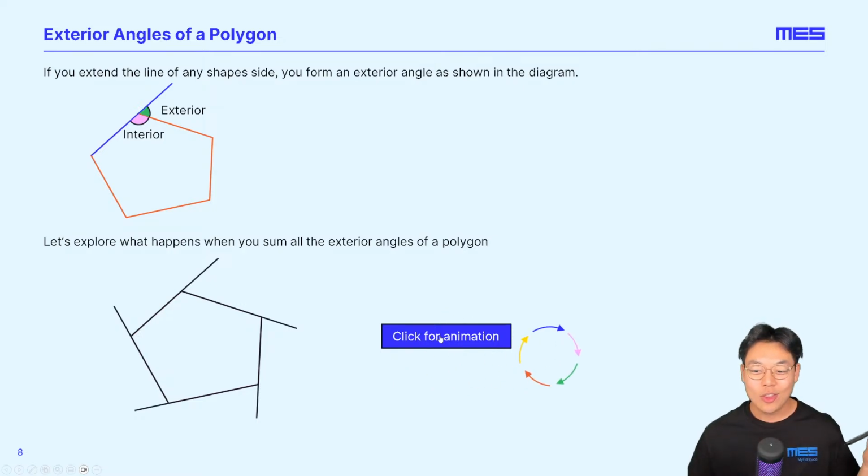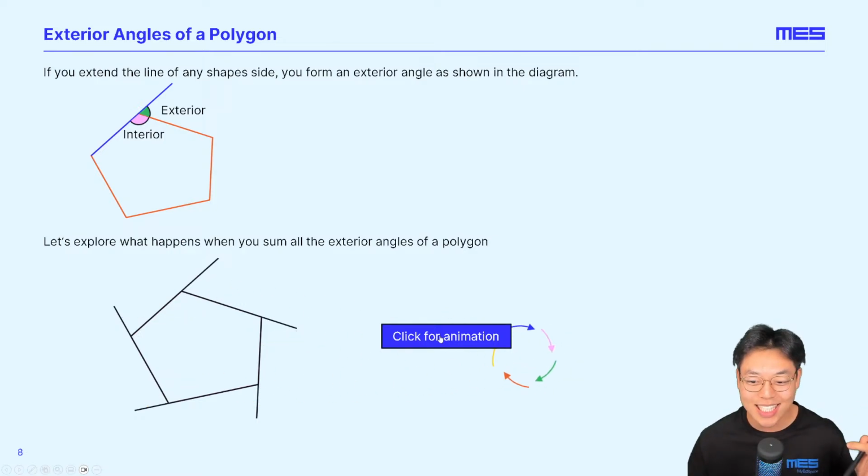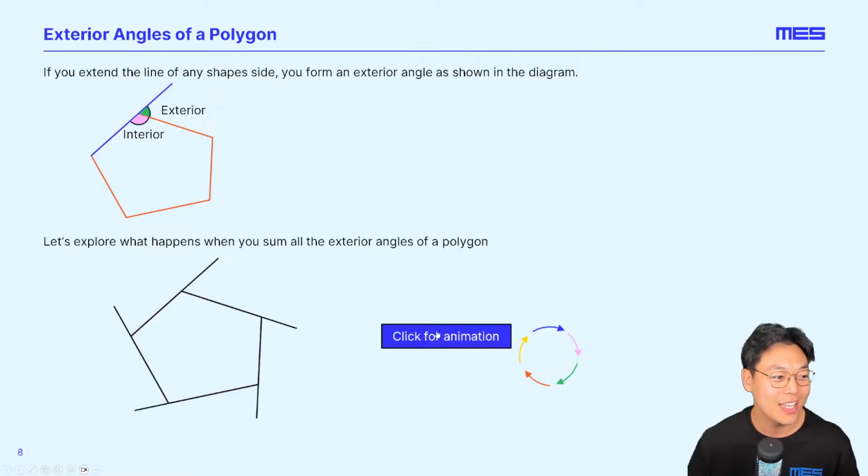But look at this. A perfect 360 degrees, right? A circle, we know, is 360 degrees. And all the exterior angles of a polygon add up to 360. Wow, thank you for the support.